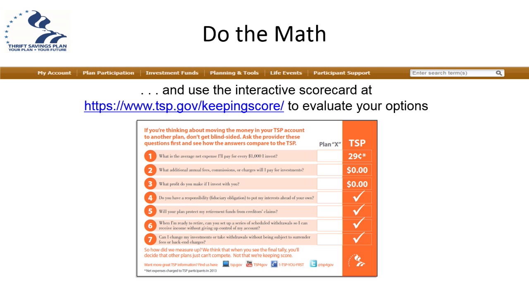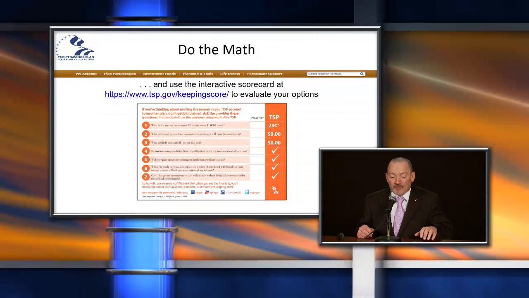We have a retirement plan scorecard. There's an interactive version on the web that'll help you work your way through 7 questions. After answering those 7 questions, you'll have a side-by-side comparison of the TSP and any other investment option you might be considering. And hopefully that will help you to make a more informed decision and one that you can live with.